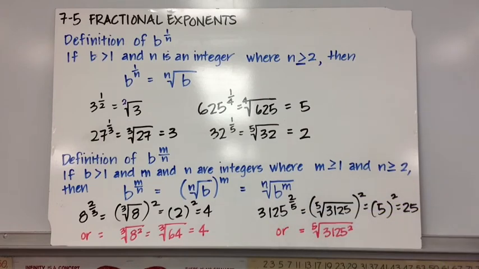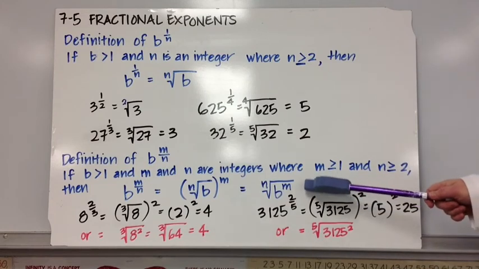3,125 to the 2 fifths power, applying this rule, gives me the fifth root of 3,125, and then I'm going to square that result. Well, the fifth root of 3,125 is 5, and 5 squared is 25.